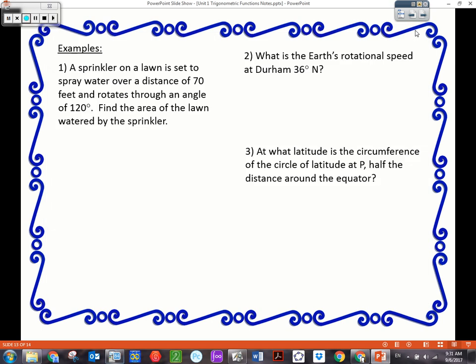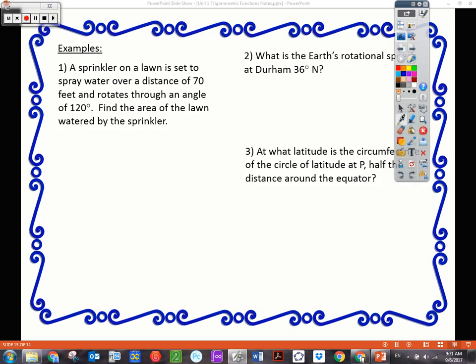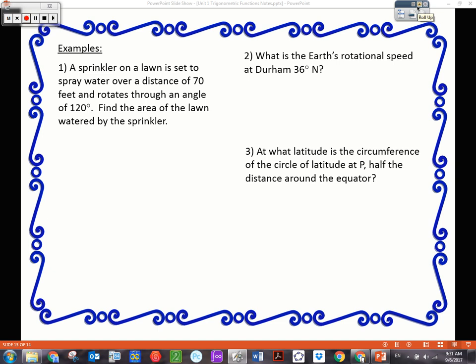Let's go back. So let's look at the third example. So we have, at what latitude is the circumference of the circle of latitude at P half the distance around the equator? All right, so this one's an abstract problem. We need to get more comfortable with abstract problems. So I'm going to be throwing them at you time and time again. So we don't know where P is. I'm just going to pick a place because I've got to draw things. There's P.